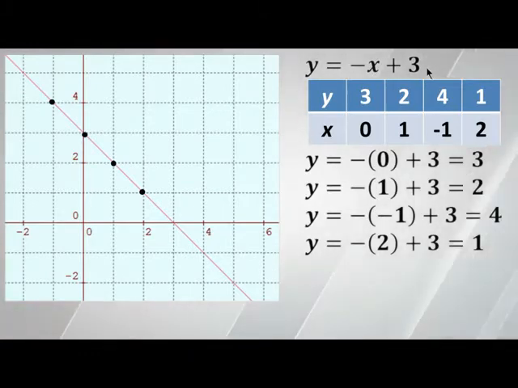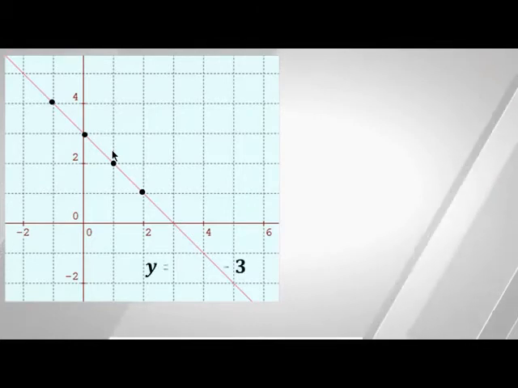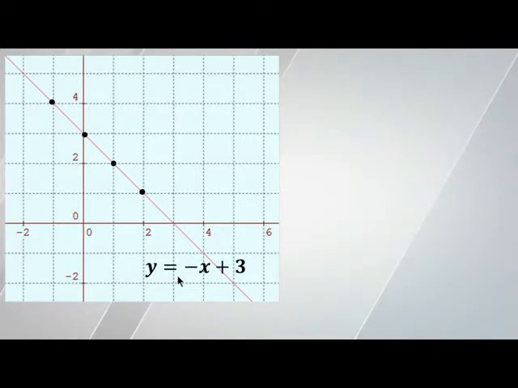In fact, you just need a minimum of 2 points to construct a straight line, but in this example, I have 4 points. Now, we have known that the rule of this line is y equal to negative x plus 3.